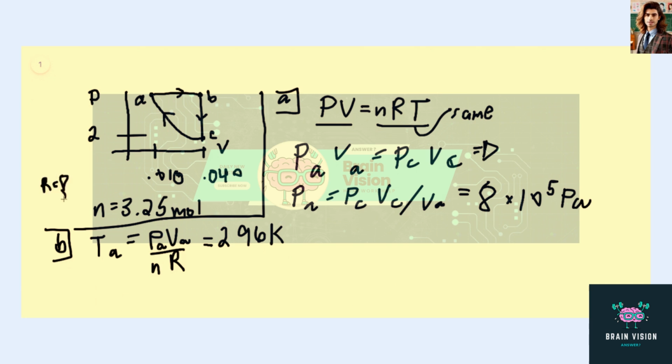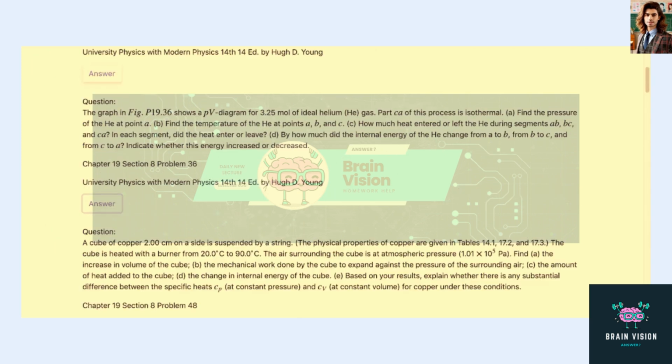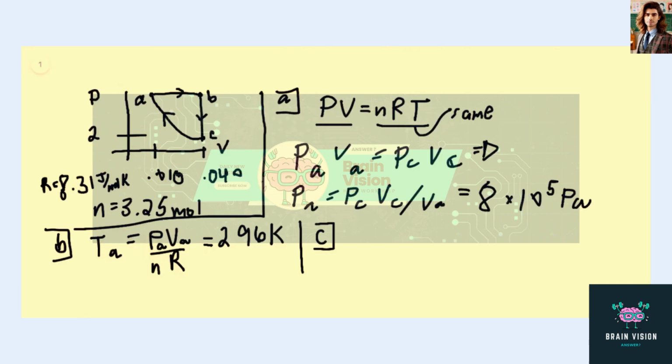R equals 8.31 joules per mole Kelvin. Great. C, what is asked for in C? How much heat entered or left during all the segments? Oh, oops, I didn't finish finding the temperatures. So TA is that, and that's equal to TC. TC equals TA, of course, because it's an isothermal change.